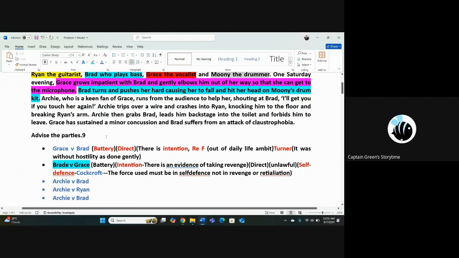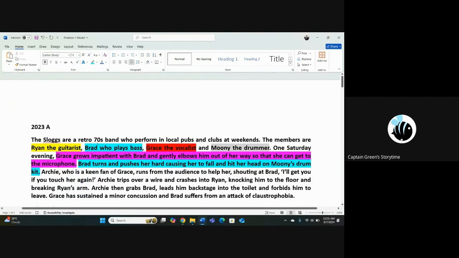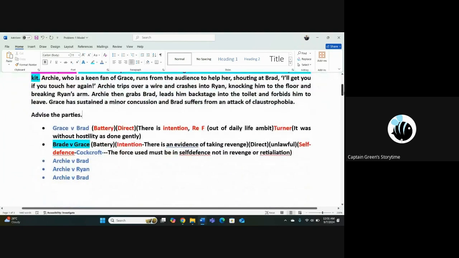Now, look, the question states to advise the parties. Which parties are with us? We have four parties. The first party is Ryan, the second is Brad, the third is Grace, and the last is Moni. Then we have also stated the relations between them. The first issue will be between Grace versus Brad. The second issue will be Brad versus Grace. The third issue will be Aki versus Brad. Then fourth, Ryan, and the fifth, Brad.